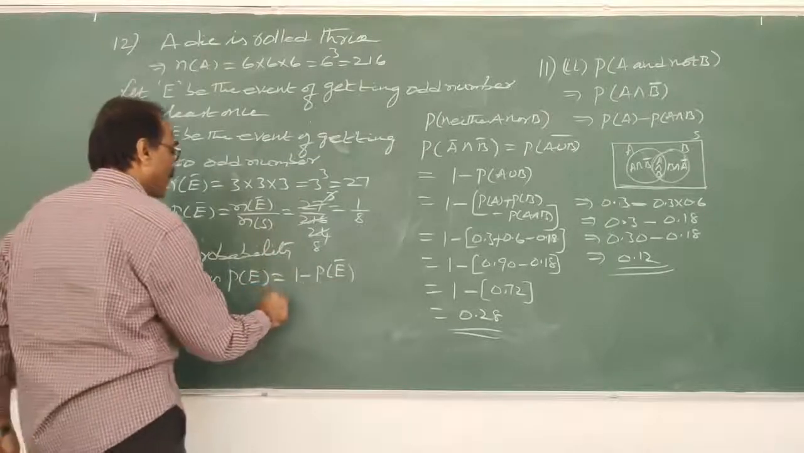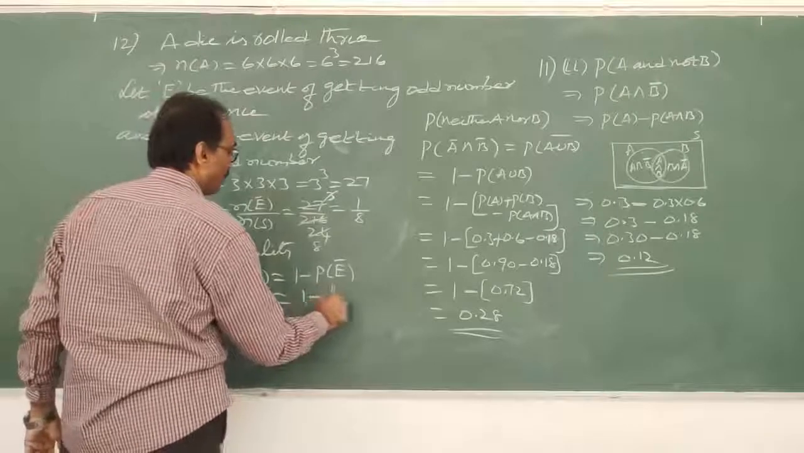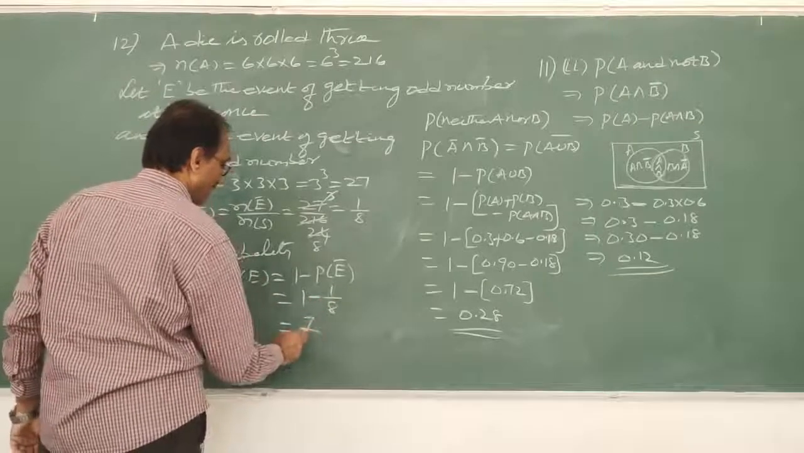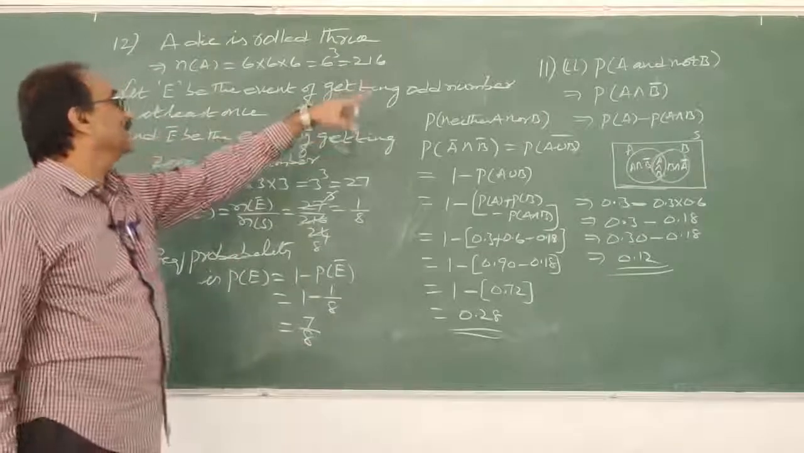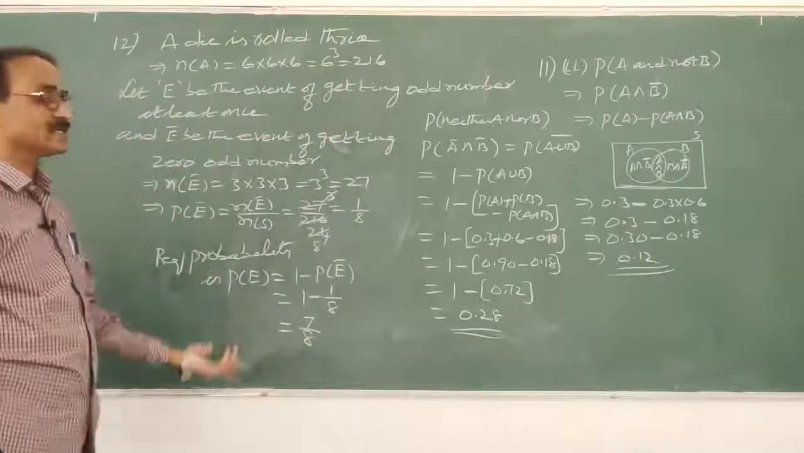So 1 minus its complement means what? 1 minus 1 by 8. How much will you get? 7 by 8 is the answer. So the probability of getting at least one odd number, at least once, is 7 by 8.